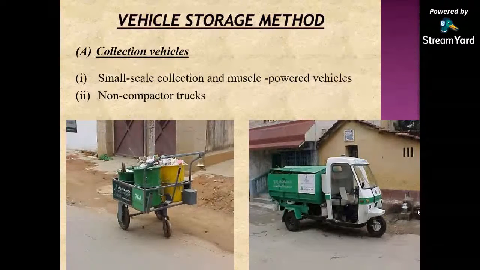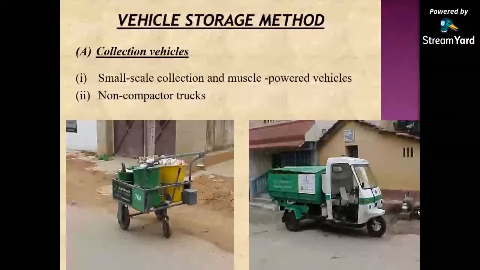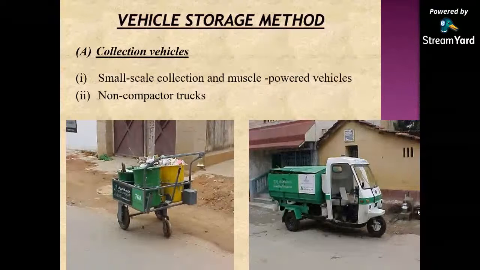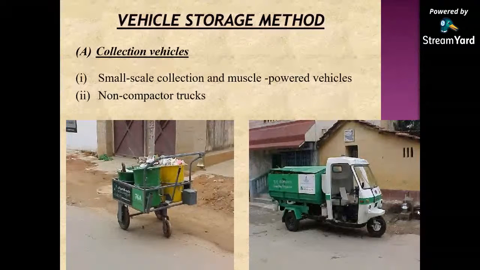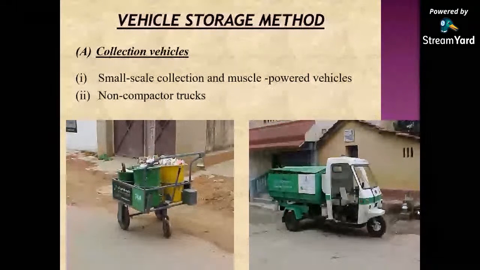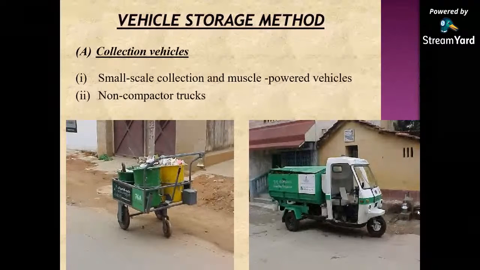The collection vehicle may be small and simple, for example, a two-wheeled cart pulled by an individual, or large, complex and energy intensive. The most commonly used collection vehicle is a dump truck fitted with a hydraulic lifting mechanism. Collection vehicles are divided into two types, that is small scale collection and muscle powered vehicles. These are common vehicles which are used for waste collection in many countries and are generally used in rural hilly areas.